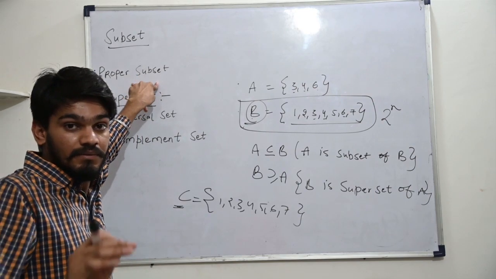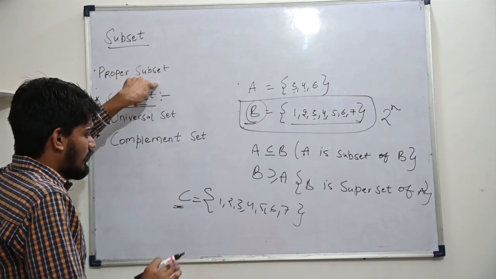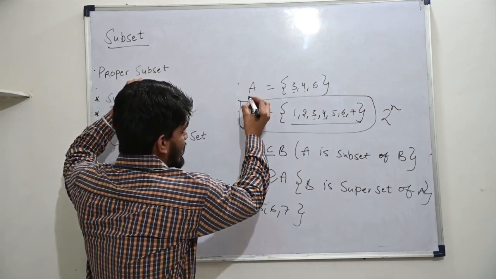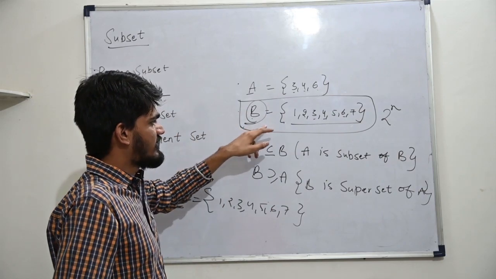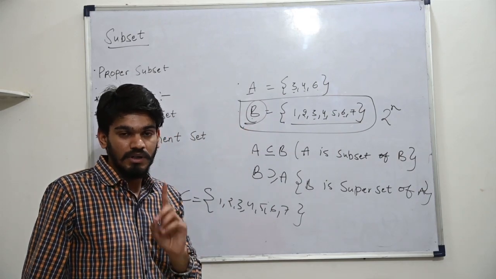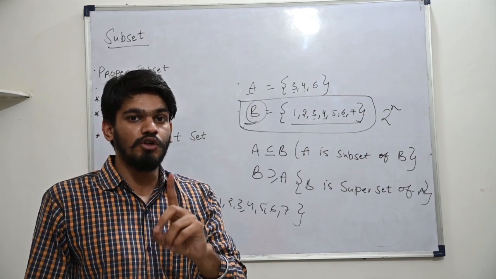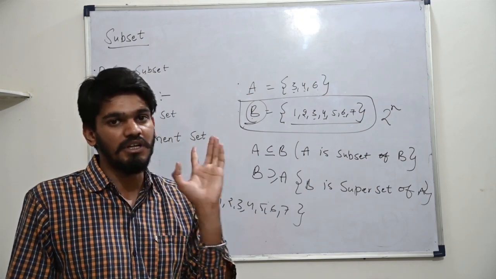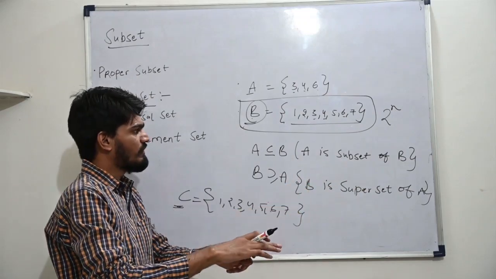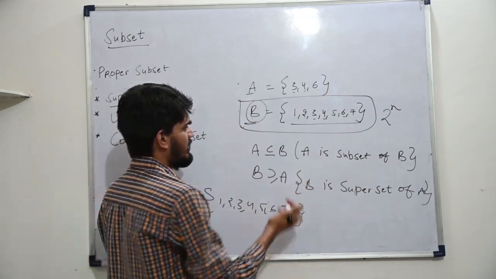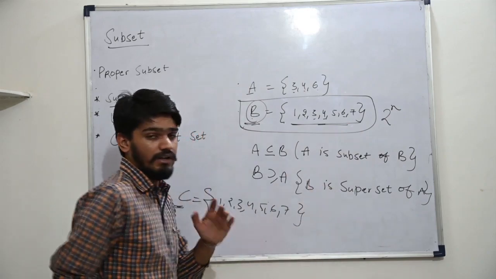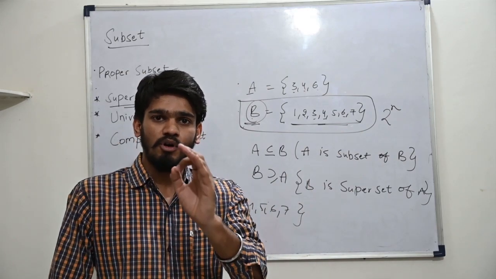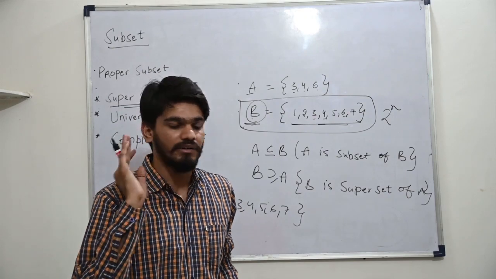Proper subset is when all the elements present in set A are present in set B, but there should be one element more in set B. What I am trying to say is, here B is having so many subsets. All will be proper subsets except one.